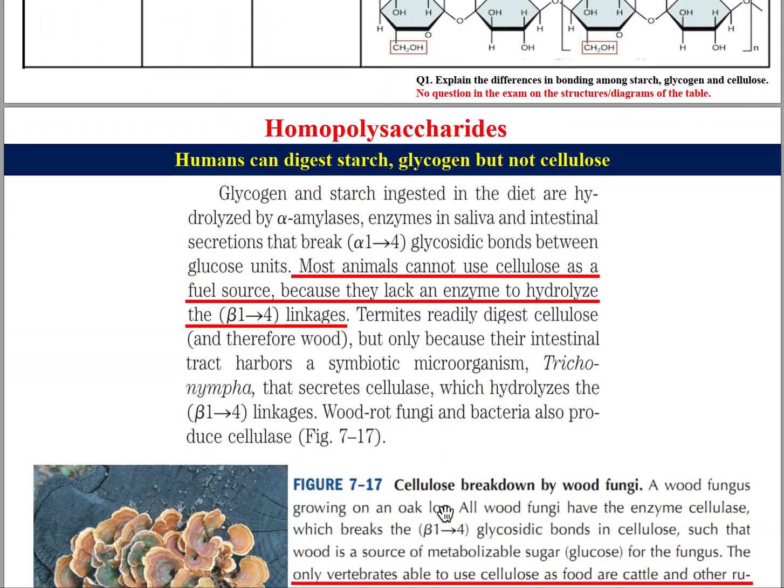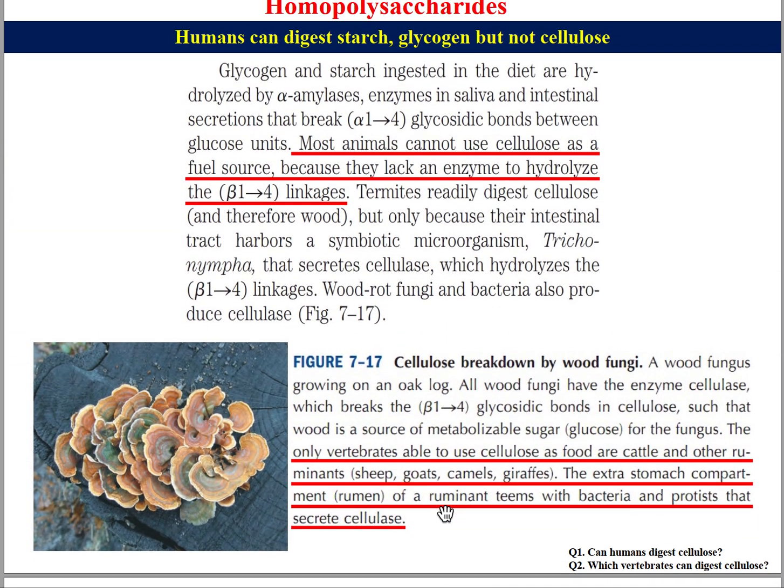Okay, so most animals cannot use cellulose as a fuel source because they lack an enzyme to hydrolyze beta 1,4 linkages. The only vertebrates able to use cellulose as food are cattle and other ruminants like sheep, goats, camels, giraffes. The extra stomach compartment of the ruminant, called the rumen, teems with bacteria and protists that secrete cellulase. This is an enzyme that can digest cellulose.